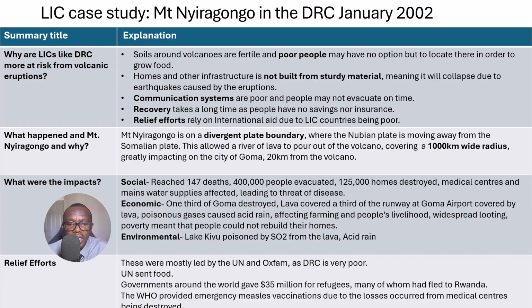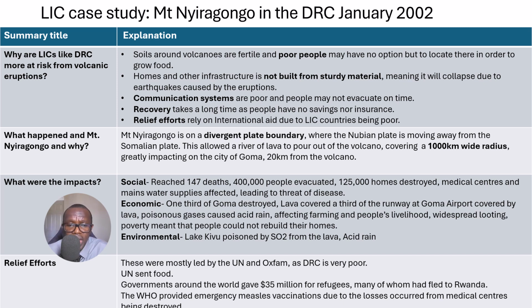So the first case study that we are going to do of volcanic eruptions is an LIC case study. So one that took place in a low-income country. Now the country we are talking about here is the Democratic Republic of Congo, and the volcano is Mount Nyiragongo. So the information has been summarized here, and I'd like us to go through it. And the first thing that we are going to discuss is why countries such as the DRC are more vulnerable and at risk from volcanic eruptions. Well, they are more vulnerable than other countries.